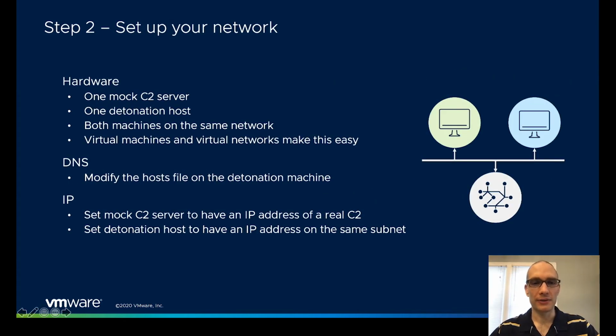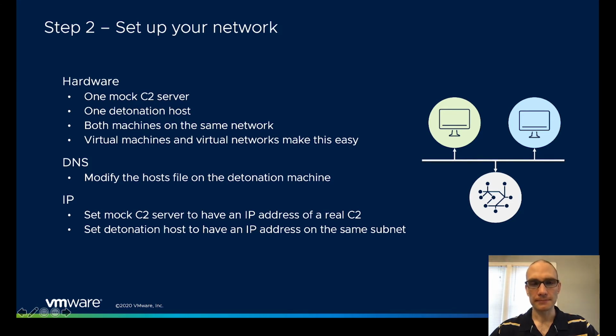The next step is really setting up your network in order to allow the malware to talk to your C2 server. So you're going to need at least one machine to be a mock C2 server and another machine where you can run your malware, or detonation host. Both machines should be on the same network. In this case, virtual machines and virtual networks make this very easy. You should be able to spin up as many machines as you need, put them on the same network, and get things going.